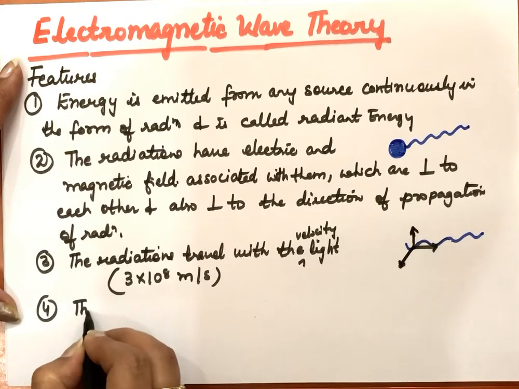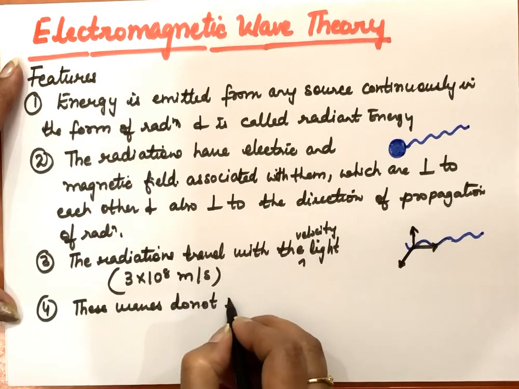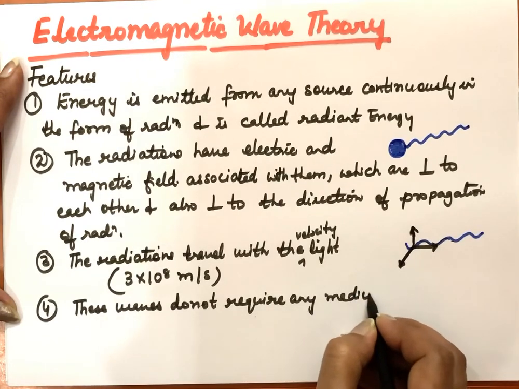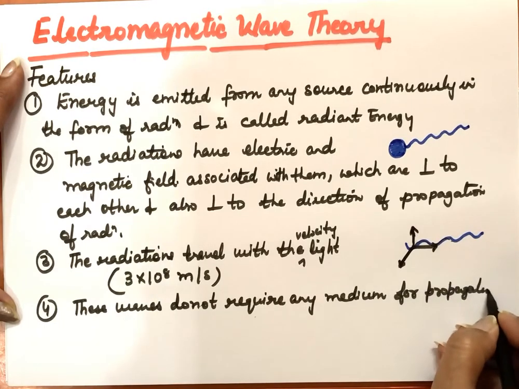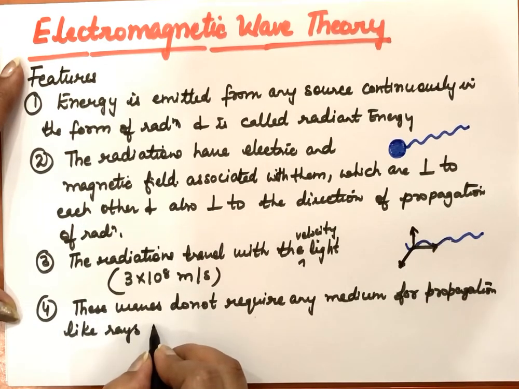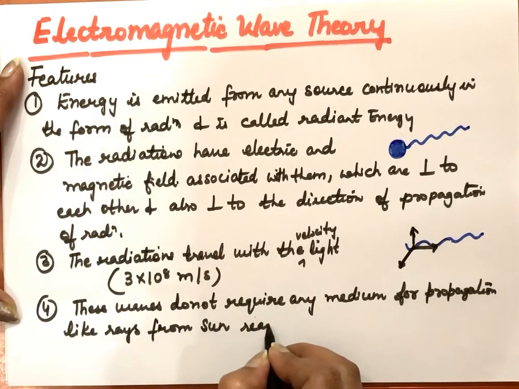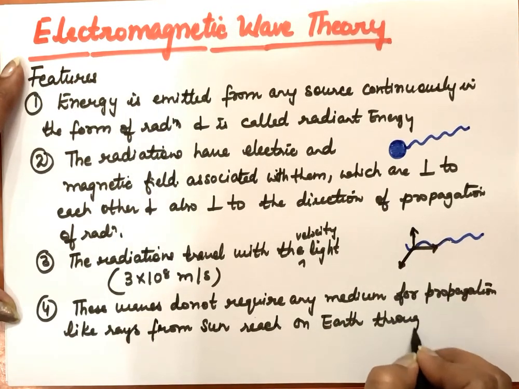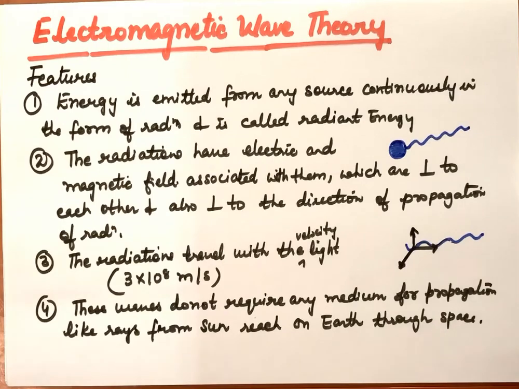And the last point of this theory is that electromagnetic waves do not require any medium for propagation. They can even move in vacuum, they can even move in space. From the sun they are reaching us, and for that they are passing through a vacuum. So they do not require any medium for their movement. So these rays are coming from the sun and can reach the earth by passing through space, that is, through a vacuum.